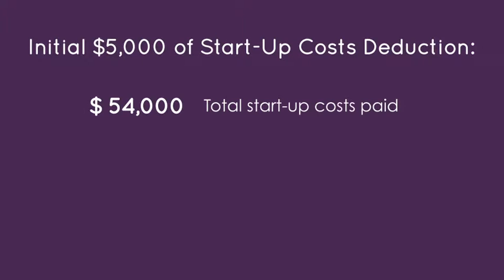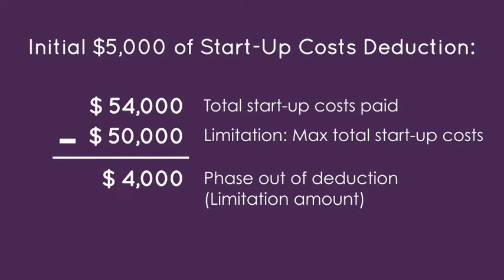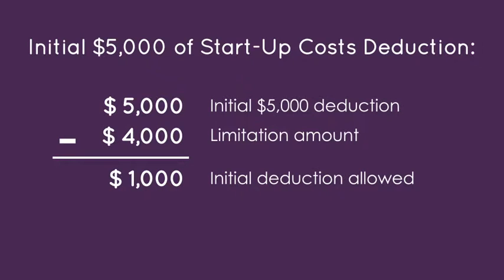Best Retail pays $54,000 in startup costs before opening their retail store for business in October of 2014. Let's calculate what their total deduction for amortization of startup costs would be in 2014. Since the total startup costs are greater than $50,000, the initial $5,000 deduction is limited dollar for dollar of the amount over $50,000. Therefore, the initial deduction amount that can be taken for 2014 in the first month is $1,000, which is equal to the $5,000 initial deduction amount minus the $4,000, which exceeds the $50,000 limitation.